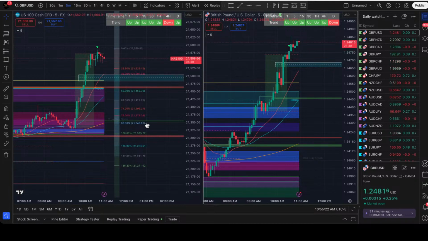Slowly getting the push down from NAS now. Again, we're looking to see what the market does around here and into the purple zone. Let's see where the bounce comes.